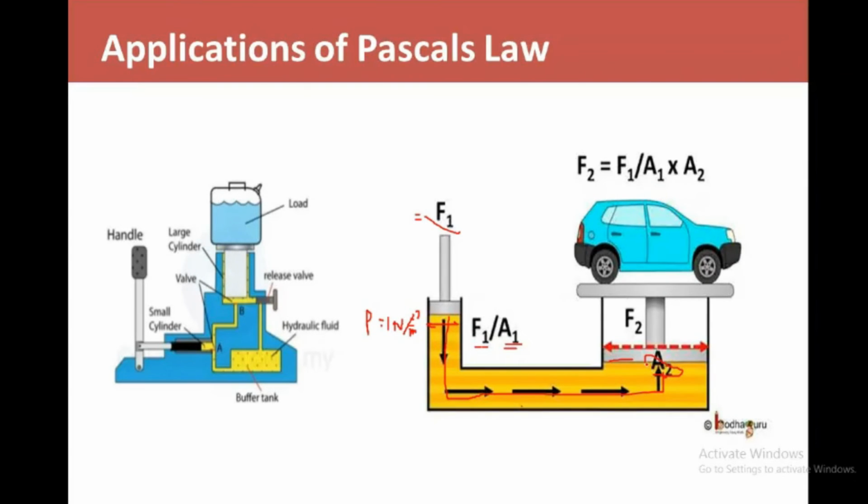Suppose here the area A2 is 100 meter square. So basically, as per our Pascal's law, pressure at 1 equals pressure at 2. Therefore 1 upon 1, pressure at 1, equals whatever force is generated at 2 divided by area of 2. Area of 2 is 100 meter square.